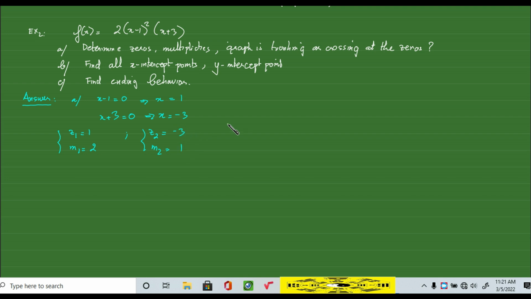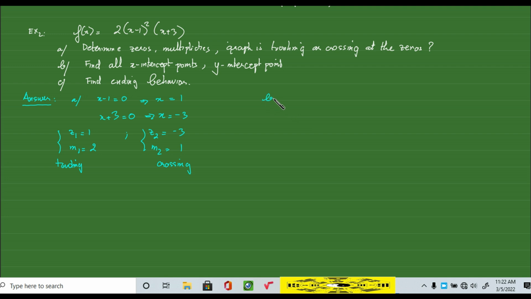Okay, and so that is the 0 multiplicity. And how do I know that's crossing and touching? The multiplicity over here is even, so this will be touching the x-axis, and over here will be crossing the x-axis. Here you go, that's easy, huh? That is how you answer the first part.